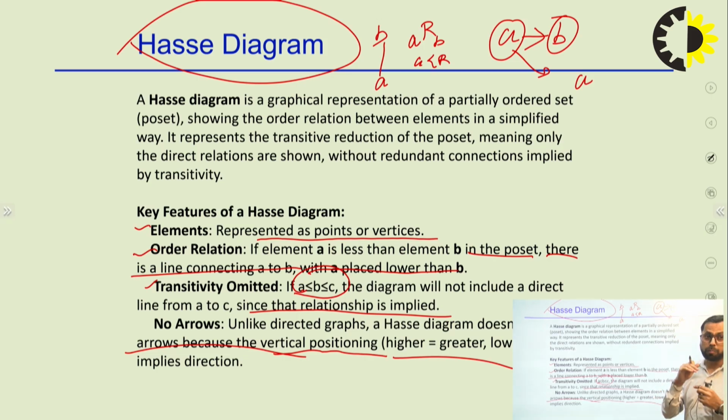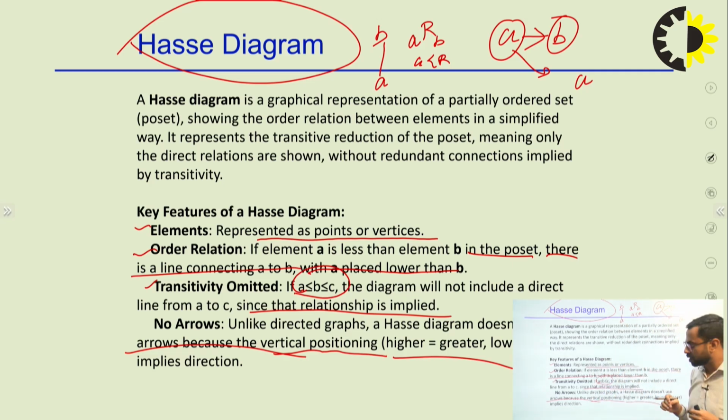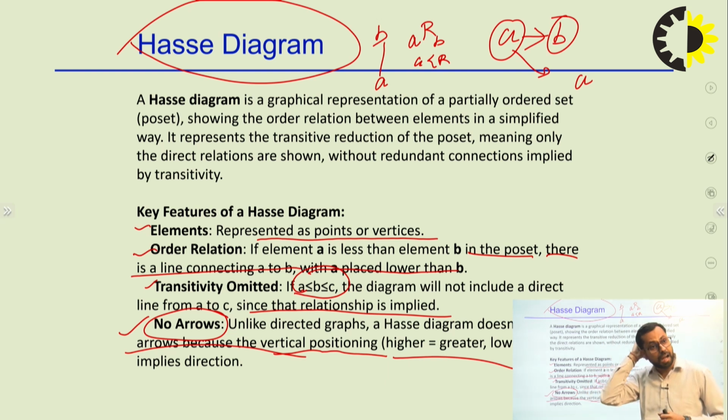That means the bottom will be the lesser position and the top will be the higher position. So we connect the elements in such a manner that an element at the lesser, bottom position is less than the element at the higher position. So we avoid the arrow because that already exists in the bottom to top positions.